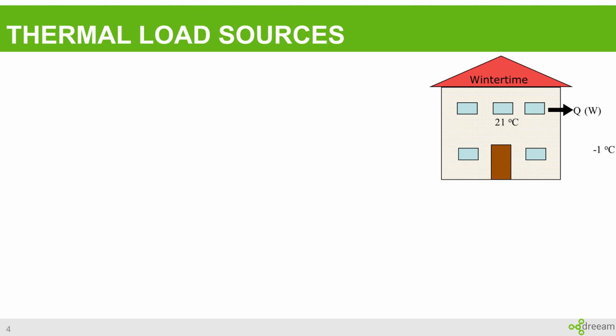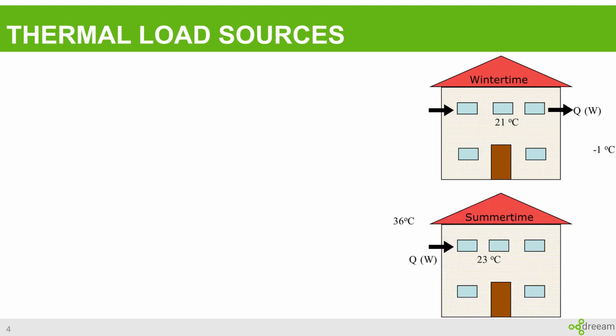As we all know, the indoor temperature during winter time is higher than the outdoor temperature, which means the heat transfers from inside to outside. To keep the indoor temperature at the desired level, we have to add to the building the same amount of energy. During the summer, it is the opposite story. The indoor temperature is lower than the outdoor temperature. Therefore, the heat transfers from outside to inside.